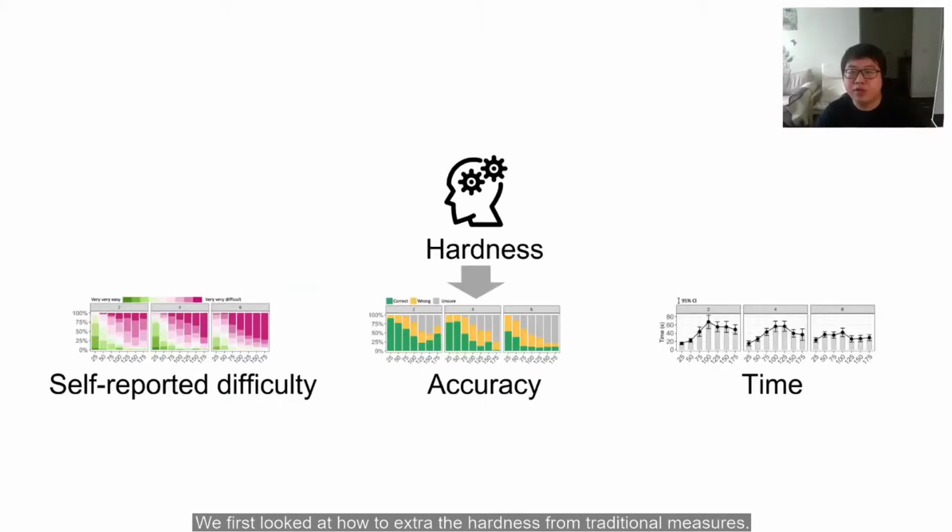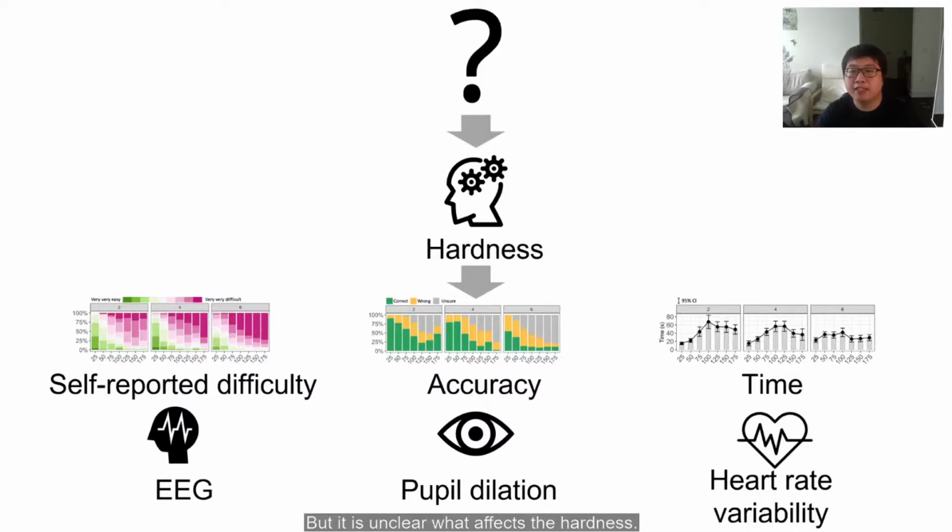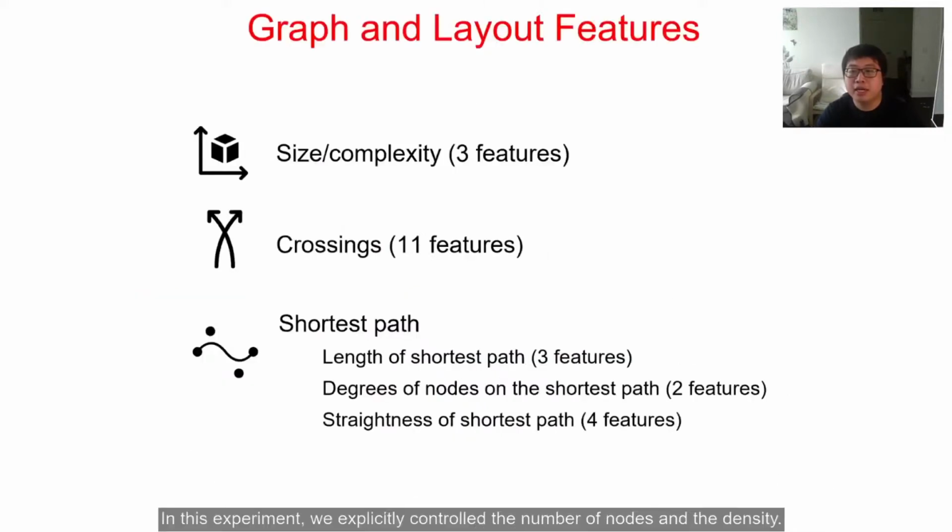We first looked at how to extract the hardness from traditional measures. We also looked at how the physiological measures are affected by the hardness. But it is unclear what affects the hardness. In the experiment, we explicitly controlled the number of nodes and the density, because these are the two measures widely used in the literature in graph visualization user studies. However, we would like to investigate other graph and layout features in the datasets we generated.